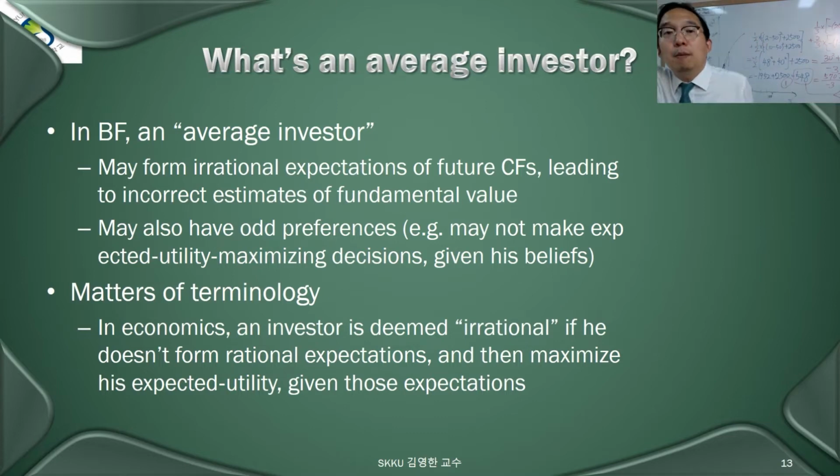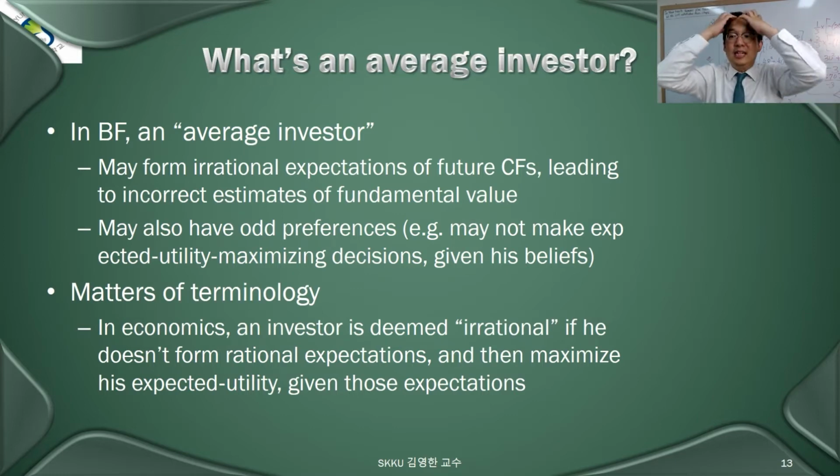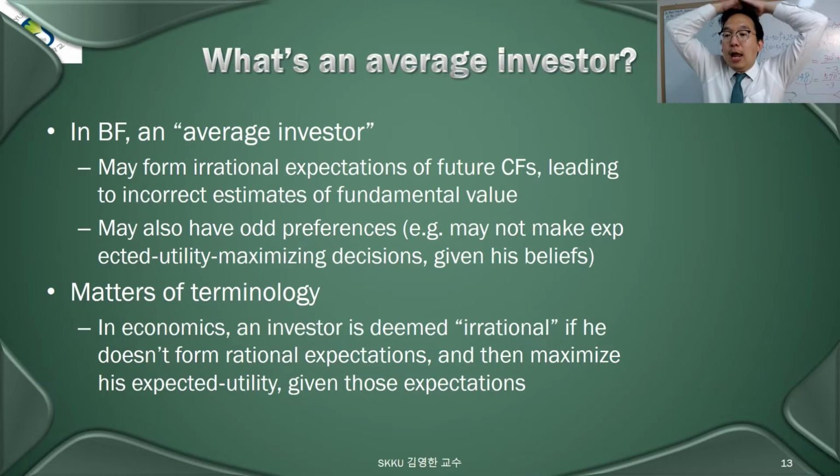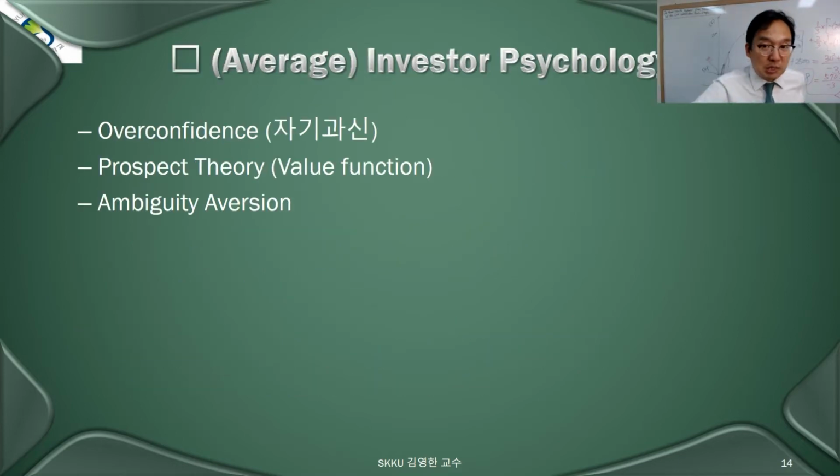And then you may not become an expected utility maximizer in that sense, right? In economics, an investor is deemed irrational if he or she does not form rational expectations and then maximize his expected utility given those expectations. So let's move down to there. What makes investors less rational? Well, their psychological biases that we're going to talk about in this lecture are 3: overconfidence, and then loss aversion based on prospect theory. We're going to learn about the value function, and then we're going to talk about ambiguity aversion.